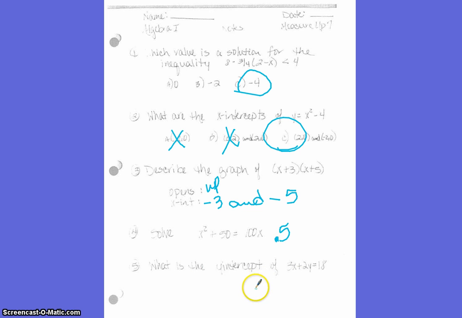What is the y-intercept of 3x plus 2y equal 18? When they give you an equation and they want the y-intercept, you have to start by getting y by itself. So we're going to move the 3x, and it becomes 18.